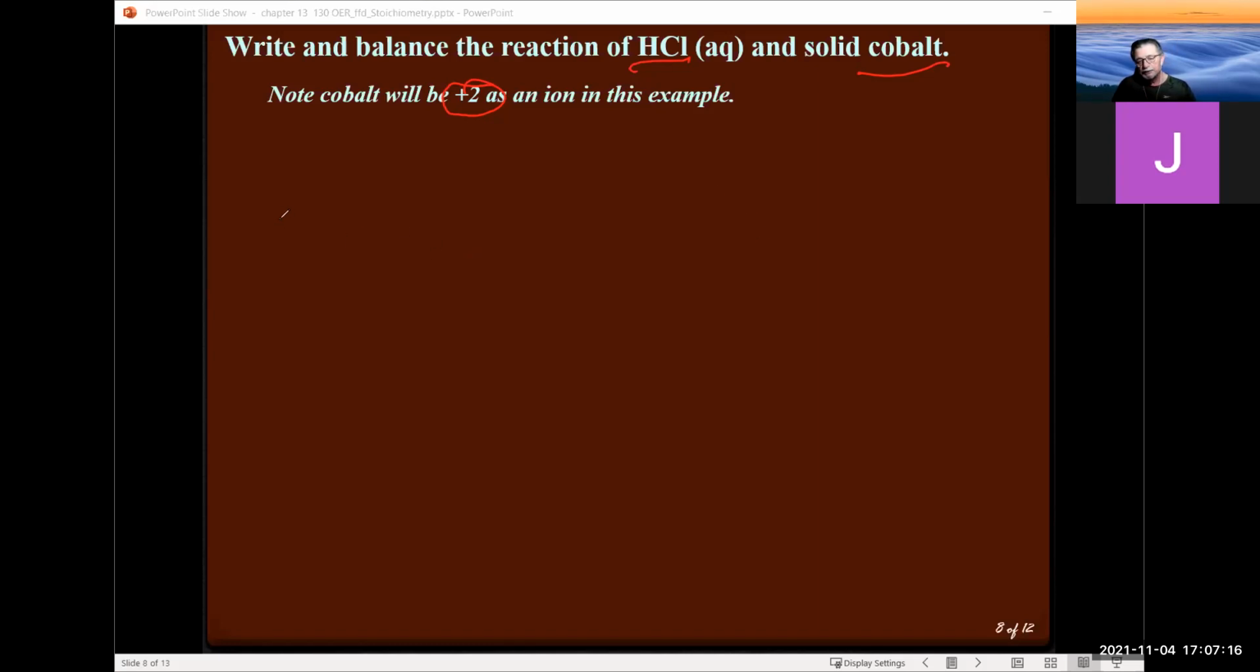So let's write down the reaction. We have cobalt plus HCl. Cobalt is a solid, and HCl, already given, is aqueous. Now, if you remember from the activity series, the elements or metals that were in bold are very reactive, and reactive with water.